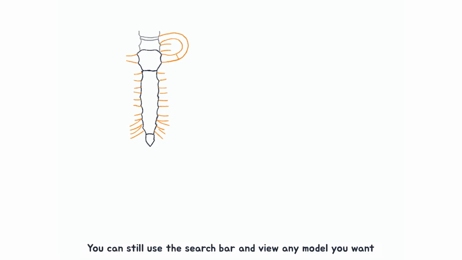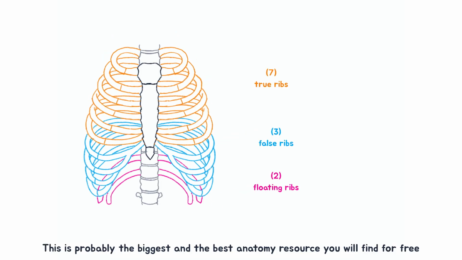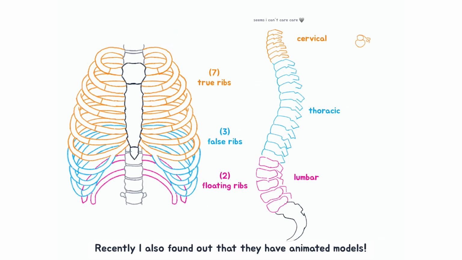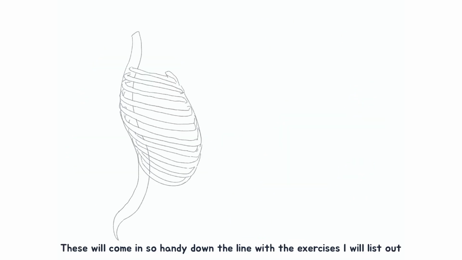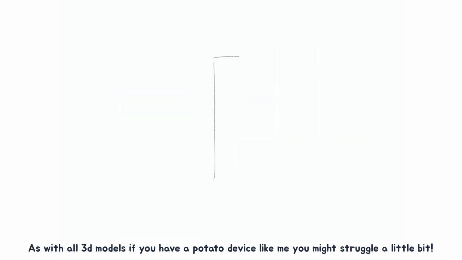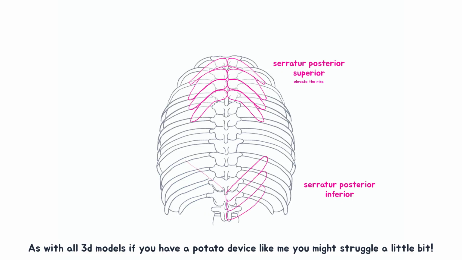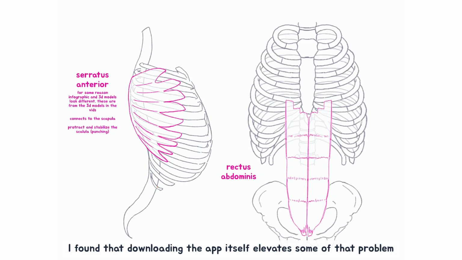You can still use the search bar and view any model you want after saving the basic muscle and skeletal models. It's probably the biggest and the best anatomy resource you will find for free. Recently, I also found out that they have animated models. These will come in so handy down the line with the exercises I will list out. As with all 3D models, if you have a potato device like me, you might struggle a little bit. I found that downloading the app itself alleviates some of that problem.